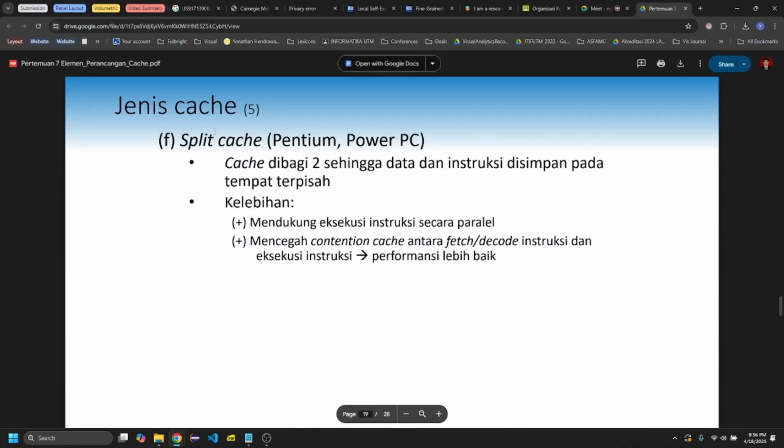Now, the second one is split case. Pentium and Power PC use this one. So the case is divided into two, data and instruction, stored in separate containers. The advantage here is that it supports instruction execution done in a parallel way, and it can prevent the case contention between fetching instructions and instruction execution. So that means the performance is better.